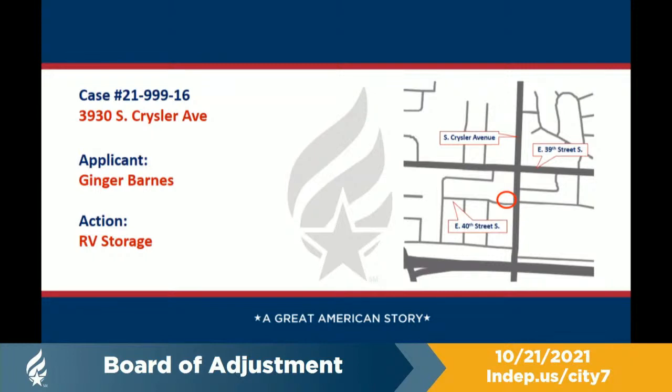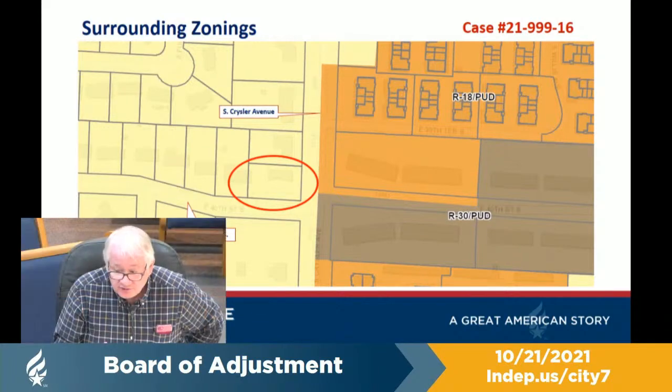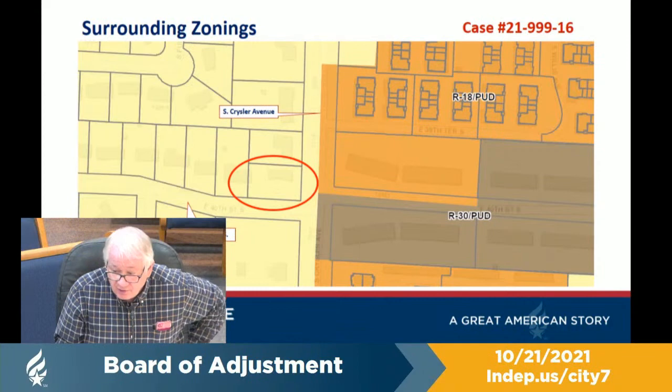This vicinity map shows the location. It's at the northwest corner of South Chrysler and East 40th Street. Again, this is the zoning for the site and the surrounding area. Basically, everything that's west of Chrysler is owned single family in this area, and everything east of Chrysler is owned some level of multifamily, whether it be R18 or R30.